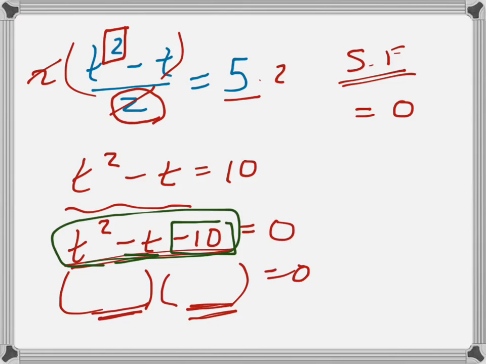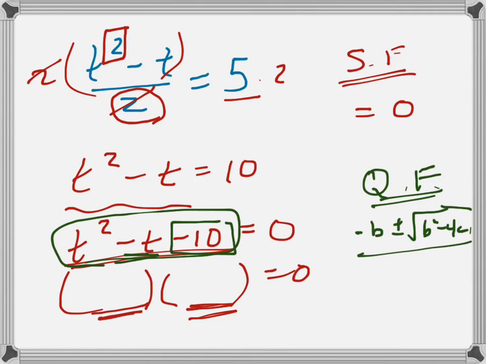We use the quadratic formula. Negative b plus or minus the square root of b squared minus 4ac all over 2a. That's what we do. We use the quadratic formula.